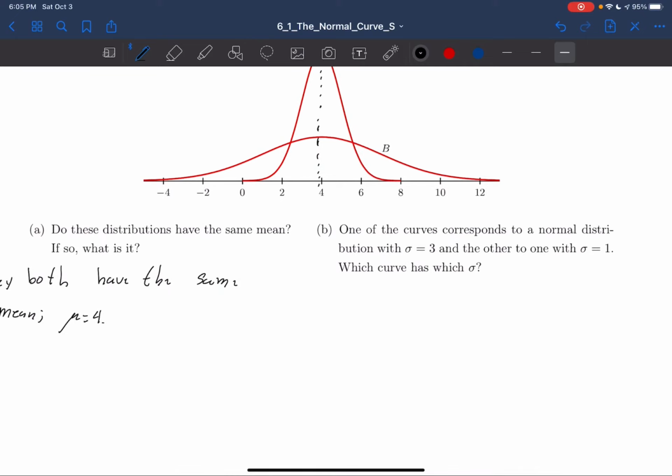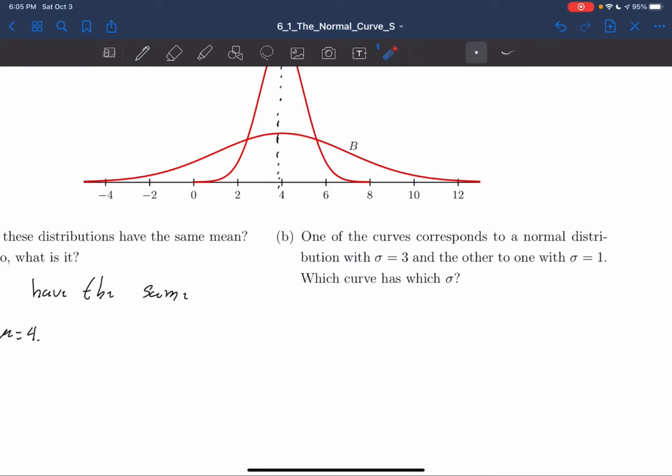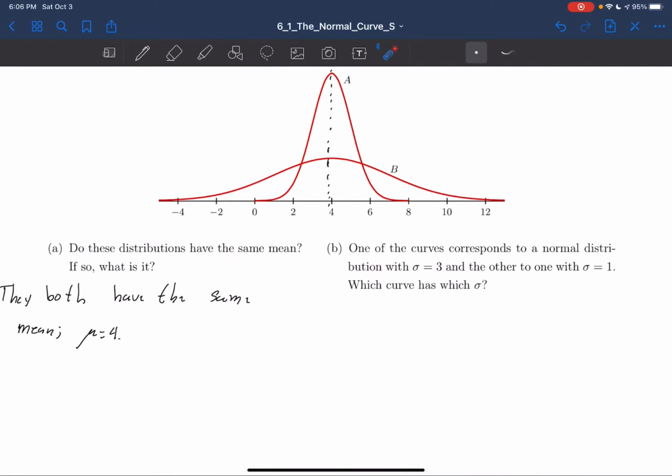How about part B? One of the curves corresponding to a normal distribution has a standard deviation of 3, and the other one has a standard deviation of 1. Which curve has which standard deviation? So remember, what does standard deviation measure? It measures spread, right? So when standard deviation is bigger, what does that do to our curve? It spreads out, right? Because again, standard deviation is a measure of spread. So the biggest standard deviation, which is 3, correlates with curve B because it's more spread out.